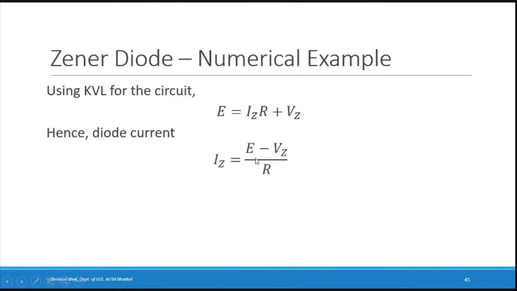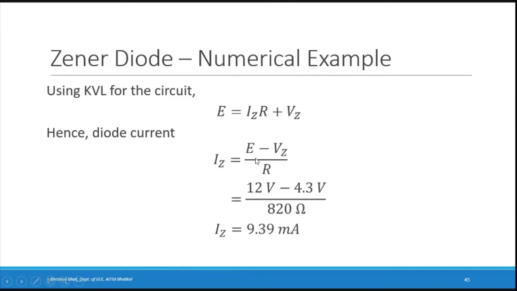Now you know all these values, just substitute them. E is 12, minus VZ is 4.3, divided by R. R is 820 ohms. You substitute, what do you get? Calculate 12 minus 4.3 divided by 820. 9.39 milliamps. Yes, exactly right. So the Zener current, or the diode current, is 9.39 milliamps. It's in the reverse direction. In the diode, it's the reverse current. The Zener current, you call it 9.39 milliamps.